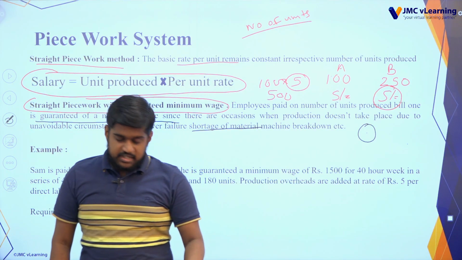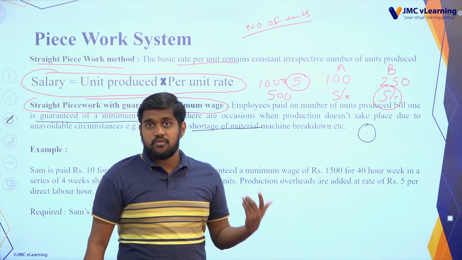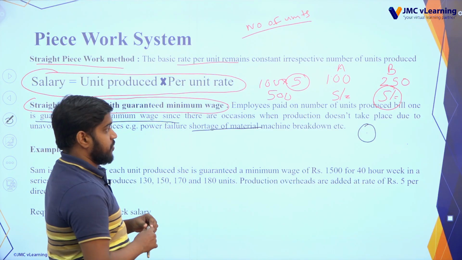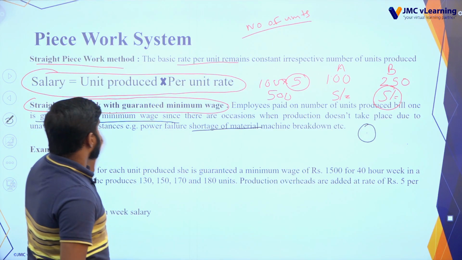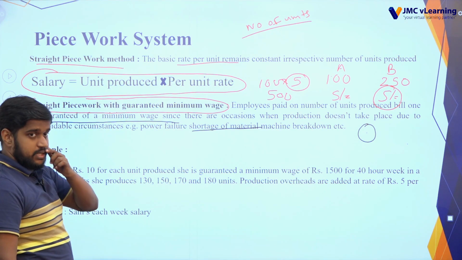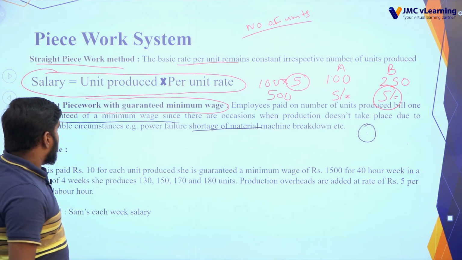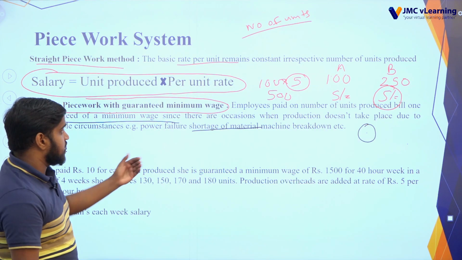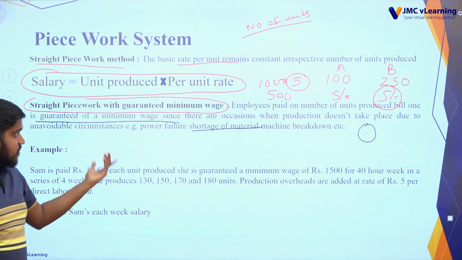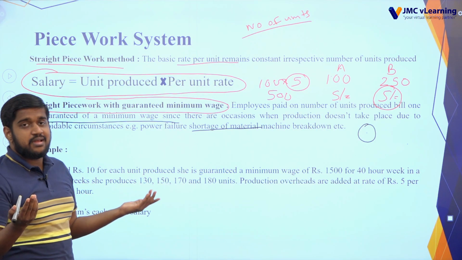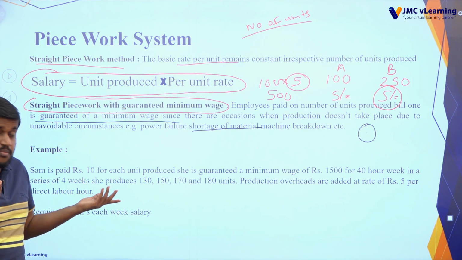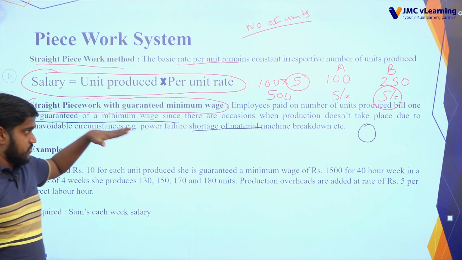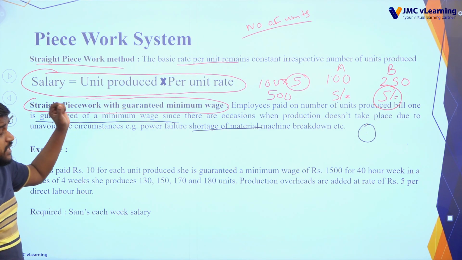But when we come to the labor rule in Sri Lanka, in this situation, they don't accept. Therefore, if we pay based on the piecework method, definitely there should be a guaranteed minimum wage, because in this situation, the employee salary can be 0. Therefore, we need to make some kind of guaranteed minimum wage.